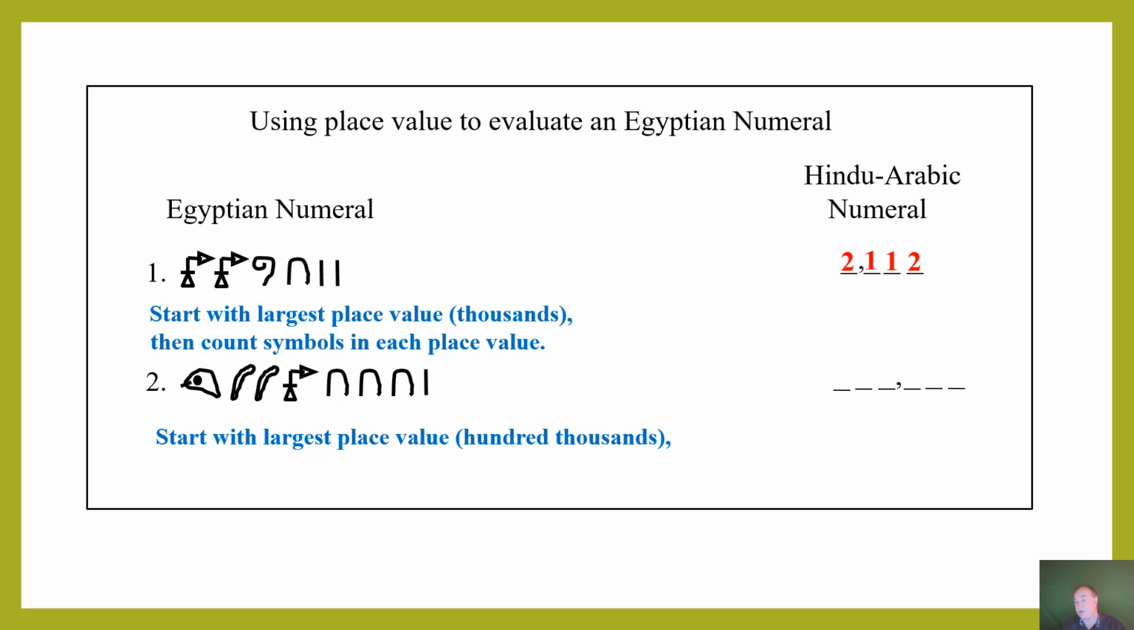If we look at the next one here, the largest place value is 100,000. So if I make spaces for 100,000, what do I have? I have 1 100,000, 2 10,000s, 1,000, 0 hundreds, 3 tens, and 1 one. This is using place value, similar to what we have. Though we use columns, they use symbols.